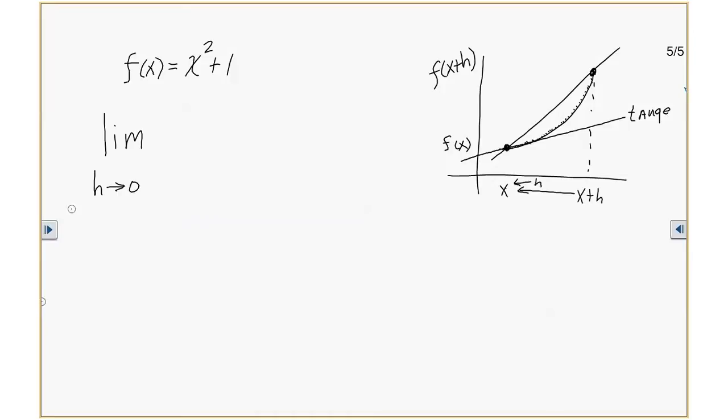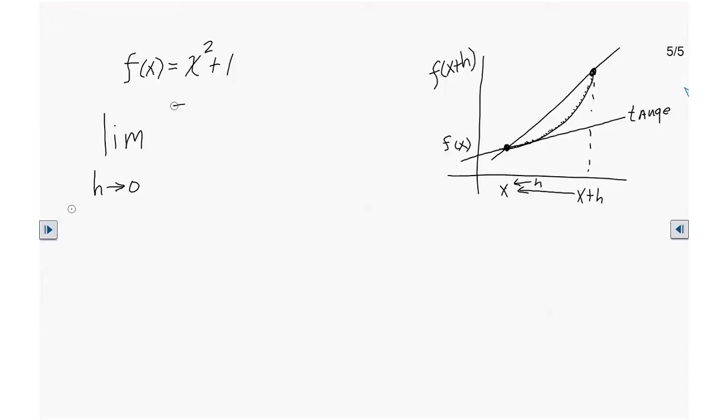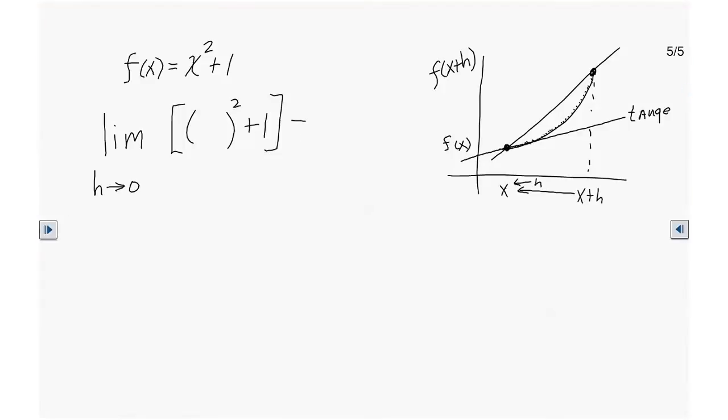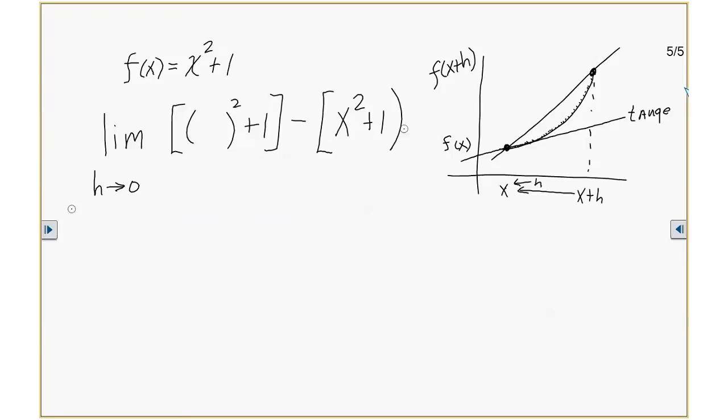All right, so limit as h approaches 0 of f of x plus h, which means I've got to write parentheses squared plus 1, close parentheses, minus f of x, which is x squared plus 1, over h. Now, when you take f of x plus h, that means wherever there's a parenthesis, what do you got to do? Plug in what? X plus h.